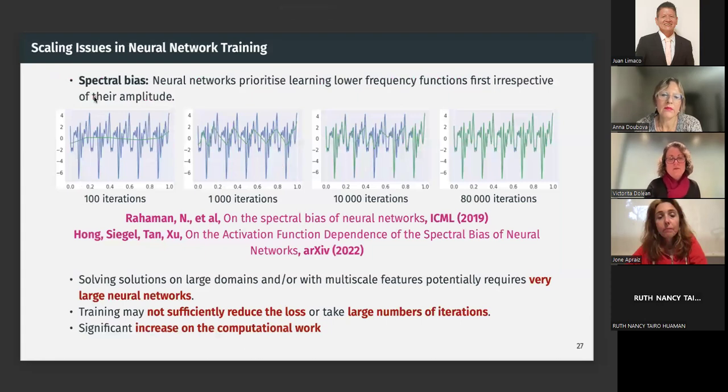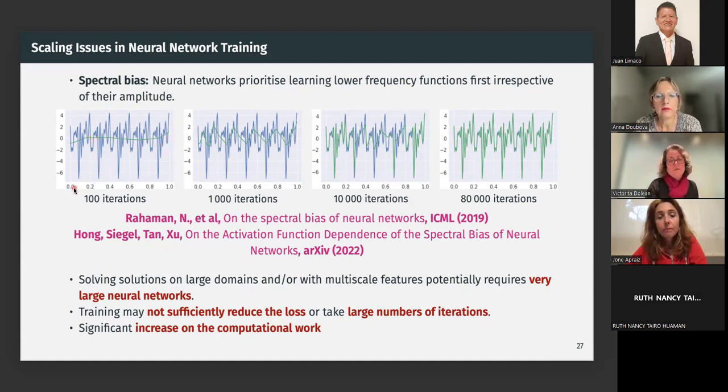The problem is, even if you train well or try to train well, the neural networks suffer from spectral bias or scaling issues. So let me explain spectral bias in two words. Suppose that you want to reconstruct a function like this. You see it has several frequencies: lower, medium, and higher ones, right? Suppose that you want to reconstruct this by training neural networks.